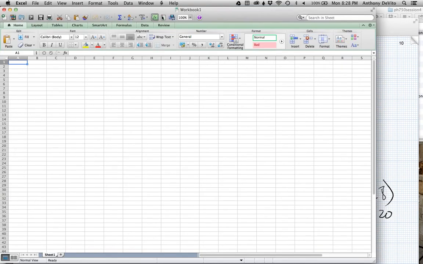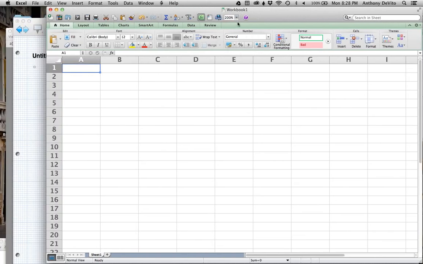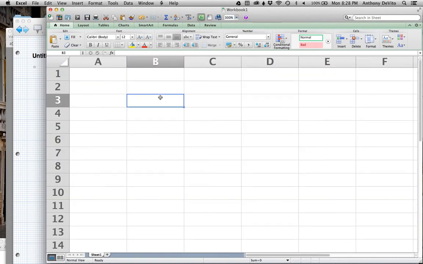Open up a new spreadsheet. I'll blow it up a little bit so we can see it. Okay, I'm going to go even bigger. Okay, so in Excel, we have functions that store that normal distribution table.